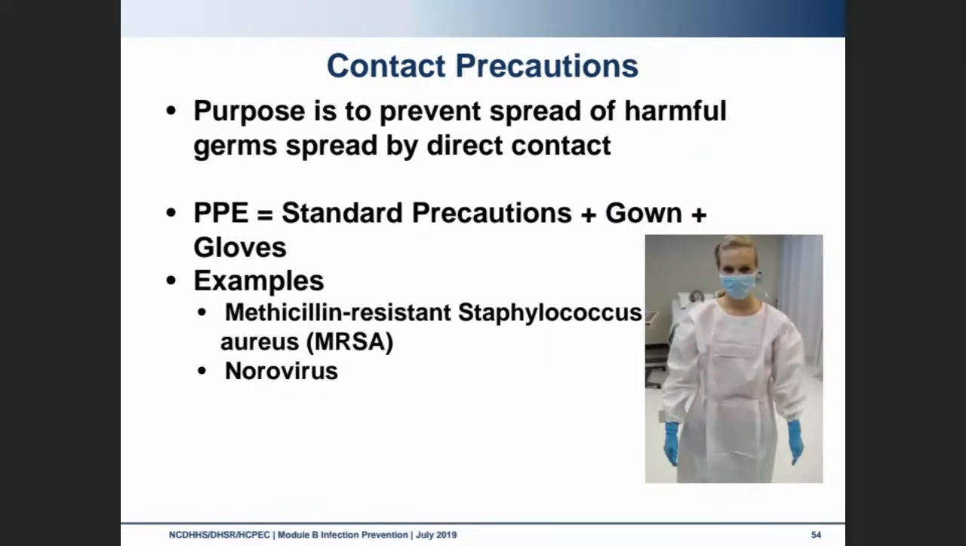Contact precautions. The purpose of contact precautions is to prevent the spread of harmful germs that are spread through direct contact. We're going to follow standard precautions, but we're also going to be wearing a gown and gloves. Some examples of germs that spread through direct contact that we need these for are MRSA, which you may have heard of, methicillin-resistant Staphylococcus aureus, or the norovirus. The norovirus is a GI virus that causes pretty significant diarrhea and vomiting.